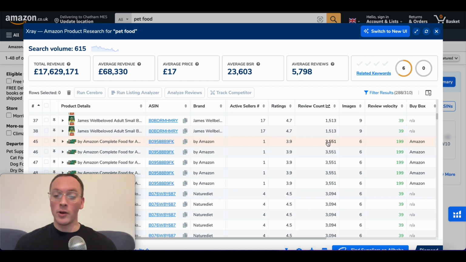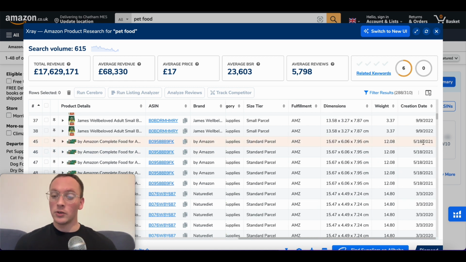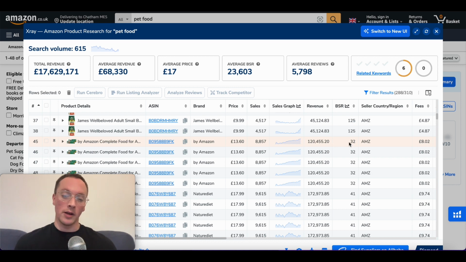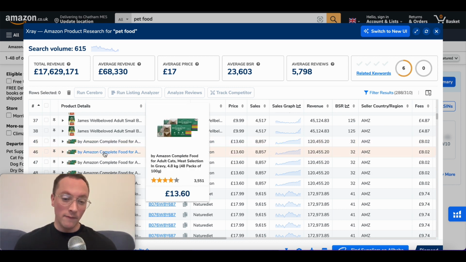3.9. Why are they a 3.9 still in the top 10? Let's have a look. Oh, 2021 they launched as well. I'm surprised they're there because they're a 3.9 star rating. So that means these guys are a 3.9 star rating and they are still selling in the top 10, which tells me, and they're selling a lot.